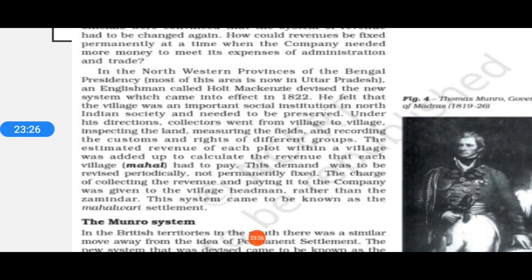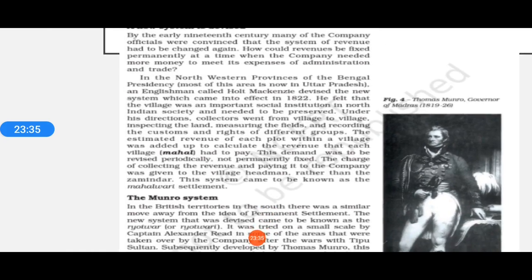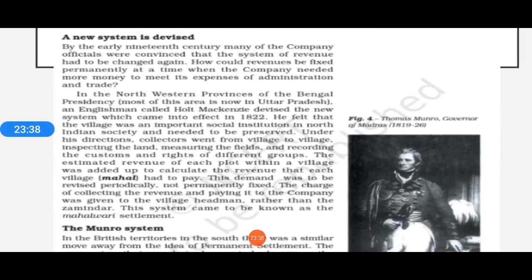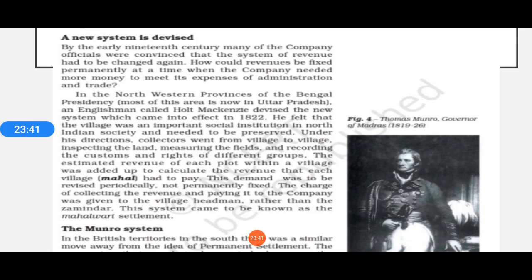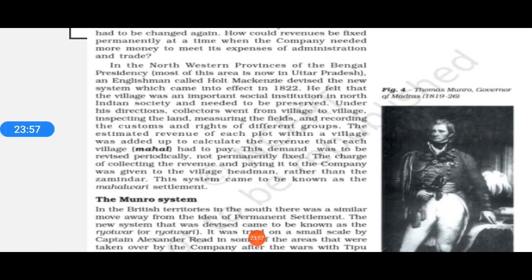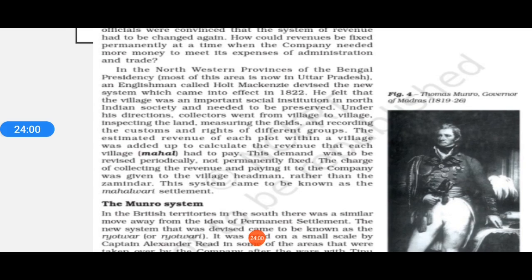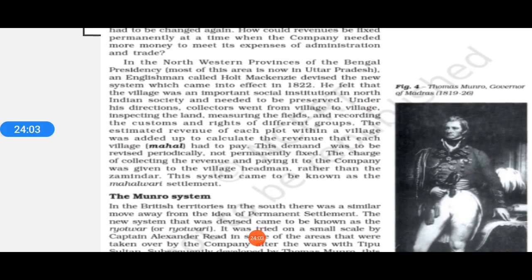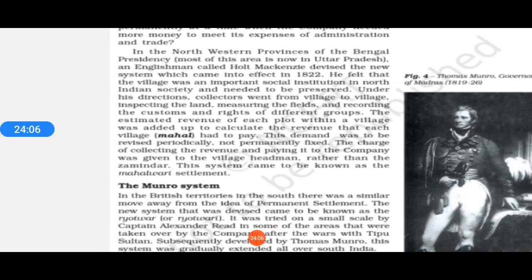It was not fixed permanently. It depended on the situation of the farmers and their crop production, and also the natural conditions of the land. For example, if there was drought or famine in a year and the crops failed, then the amount of revenue was decreased, and if the crops flourished, then the amount was increased. So this way there was a fluctuation in the amount of revenue, and this system became very popular in North India.